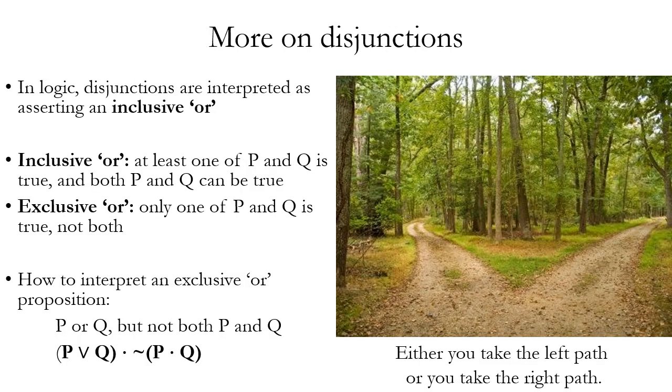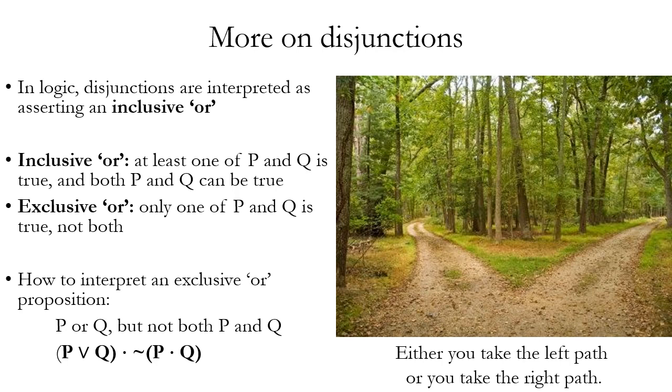So before we move on, let's talk a bit more about a logical disjunction. There are actually two different types of disjunctions. The English word or can be used in either of these senses. In logic, we really value precision. So to remove ambiguity, we have to choose one of these. And most systems of logic define the or inclusively.